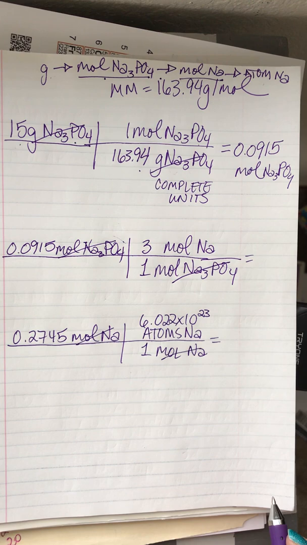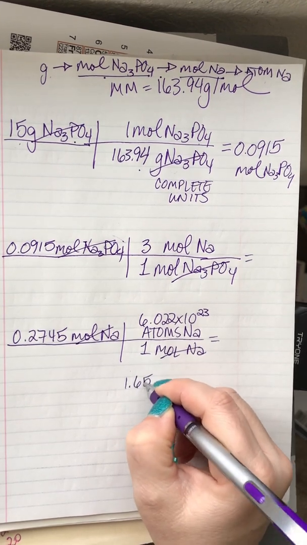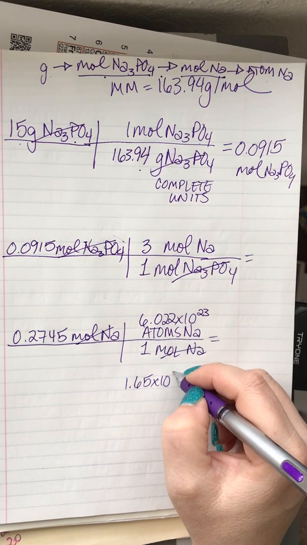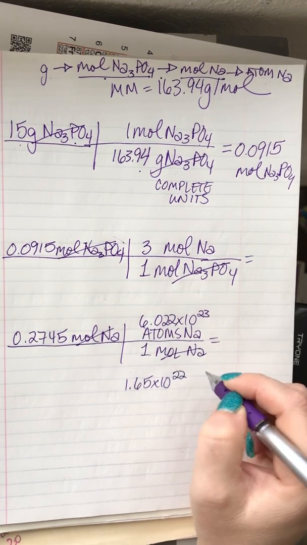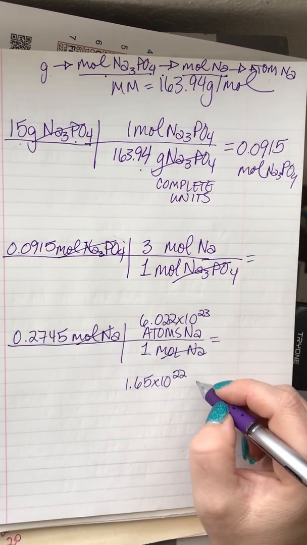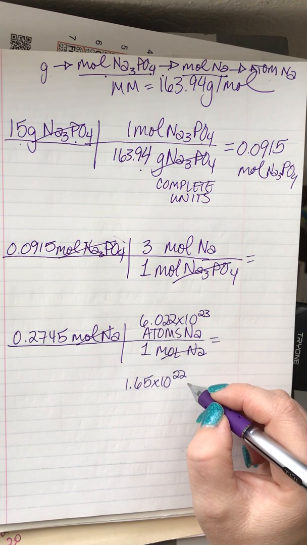What did you guys get? 1.65 times 10 to the 23rd? 22, sorry, I'm asking. Mine says 24, I'm not sure why. Mine says 22. Mine should say 23. Mine says 22.